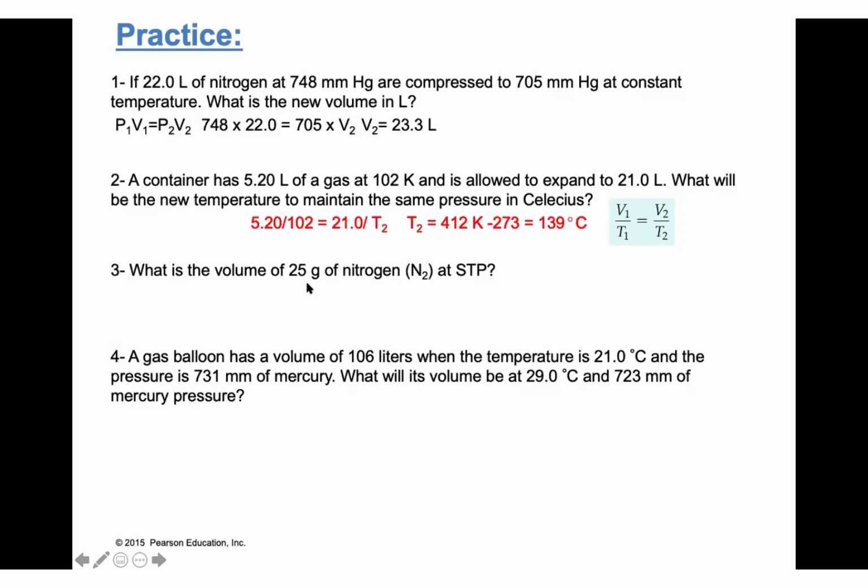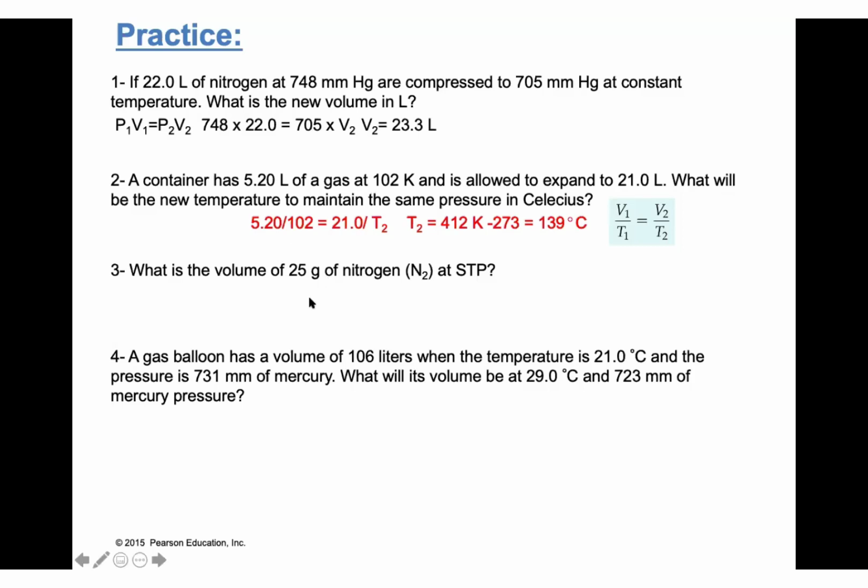So let's see: what is the volume of 25 grams of nitrogen at STP? What is STP? STP is 1 atmosphere and 0 centigrade, or 273.15 Kelvin. And we have 25 grams. Do you remember what I said to you? There is another one: 1 mole of any gas equals 22.4 liters. Please write them down right away.